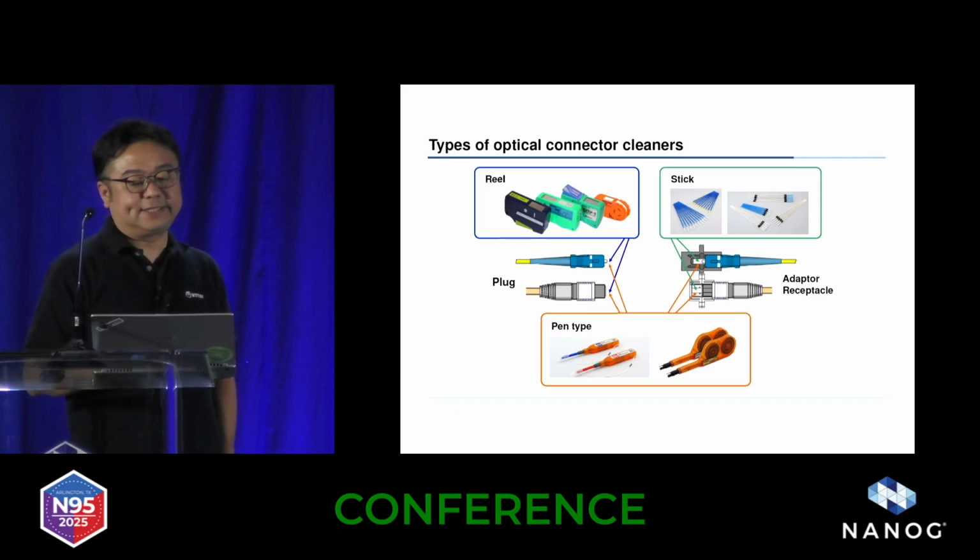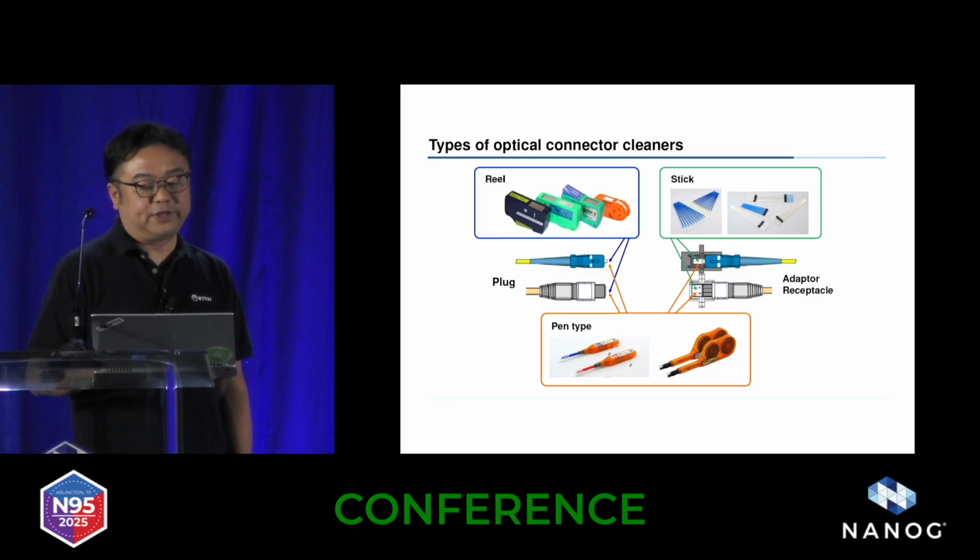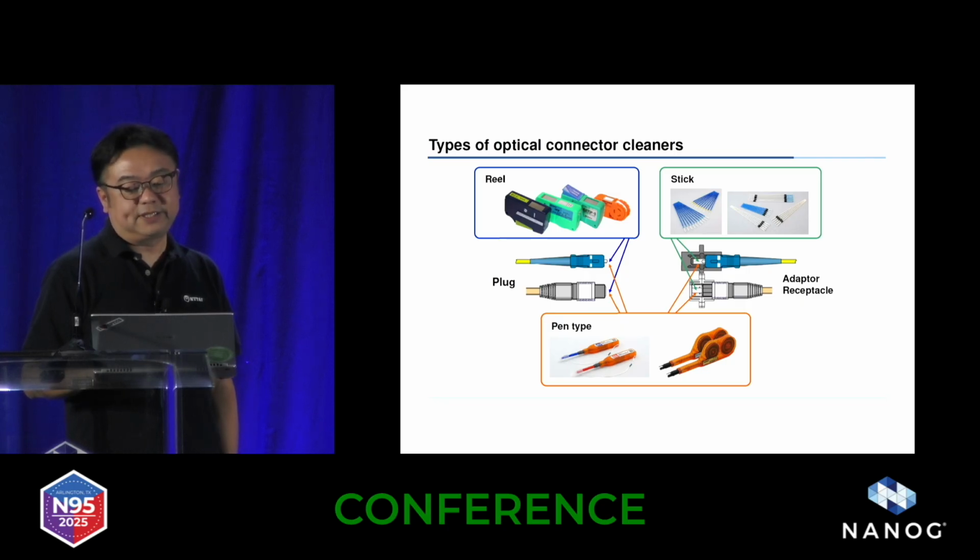As you can see, there are several types of optical connector cleaners. There are cleaners specialized for the connector side or the adapter side. And recently, there is also a pen-type cleaner that is compatible with both. There are also alcohol and compressed air cleaners, but generally it is better to use a dedicated cleaner as it requires less skill to clean. I will explain how to actually use them in the next slide.